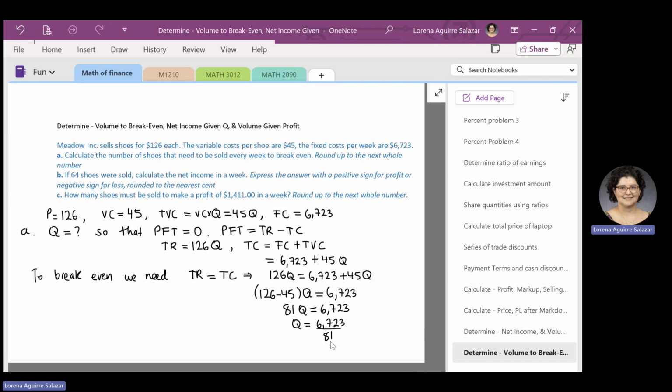When we perform that division, we find the whole number 83. So we're getting a whole number out of this calculation. There is no need to round up the answer. We have that this is the answer to part A. 83 shoes need to be sold every week to break even.